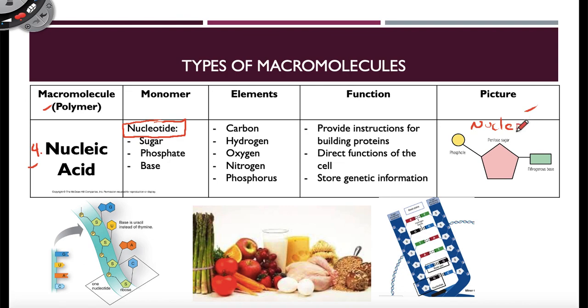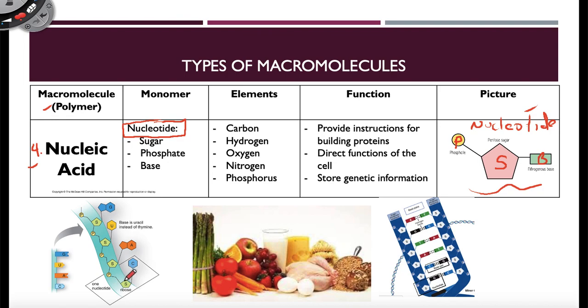So this is the nucleotide. This whole thing is the nucleotide, okay? And you see that it has a phosphate, and that it has a sugar, and that it has a base. So I like to remind my students, there's always a mnemonic for everything. So PBS is the mnemonic for remembering the parts of the nucleotide.